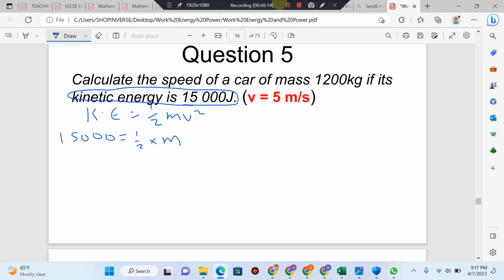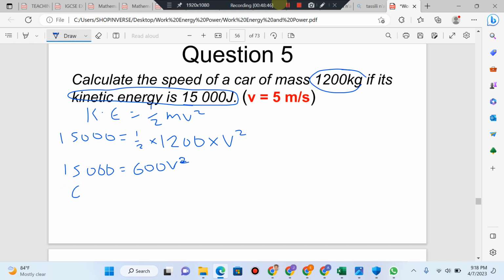15,000 equals half times, you don't know the mass, so you write m times the speed is what? Oh, sorry, we know the mass. The mass is 1,200 kilograms. So you write half times 1,200 times, we don't know the speed, so you write v squared. So that means 15,000 is equal to half times 1,200, which gives you 600. So that will give you 600 v squared.